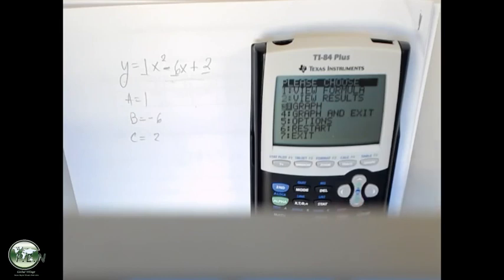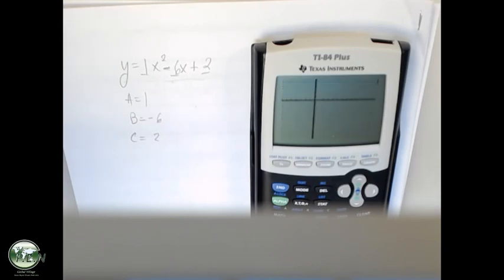Usually the other thing I like to do is take a look at the graph to see what it looks like. So I'll do number 3, which is graph. Notice 4 will graph, but it graphs and exits the program, which we're not ready to do yet. We'll use that option later. So it resizes the window, and it gives me that kind of a look.